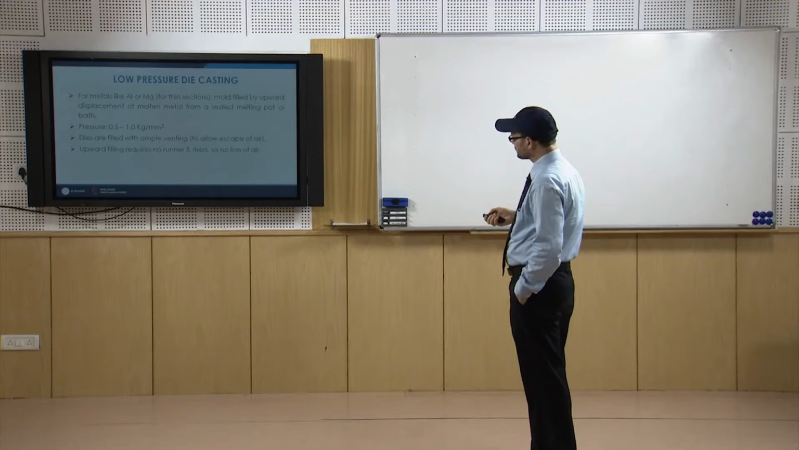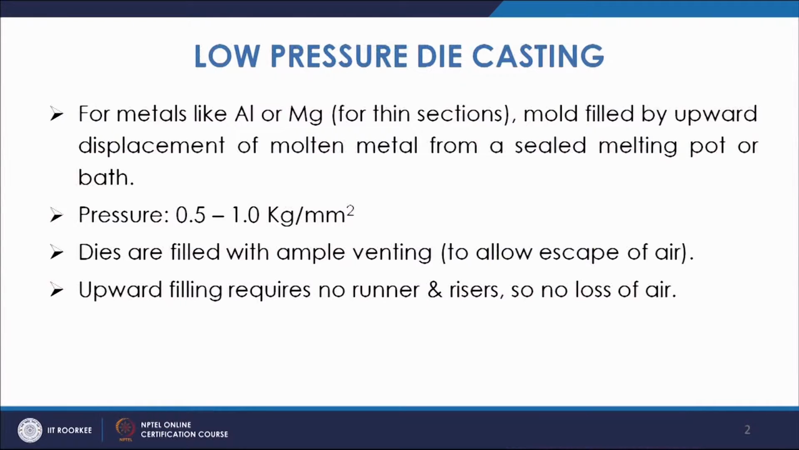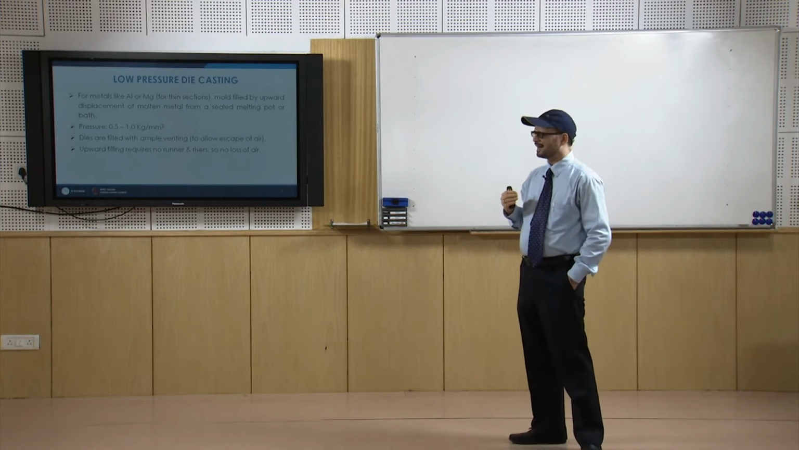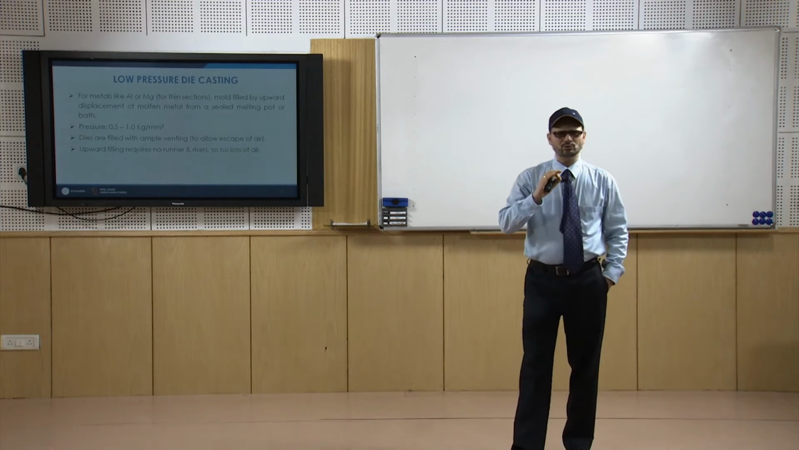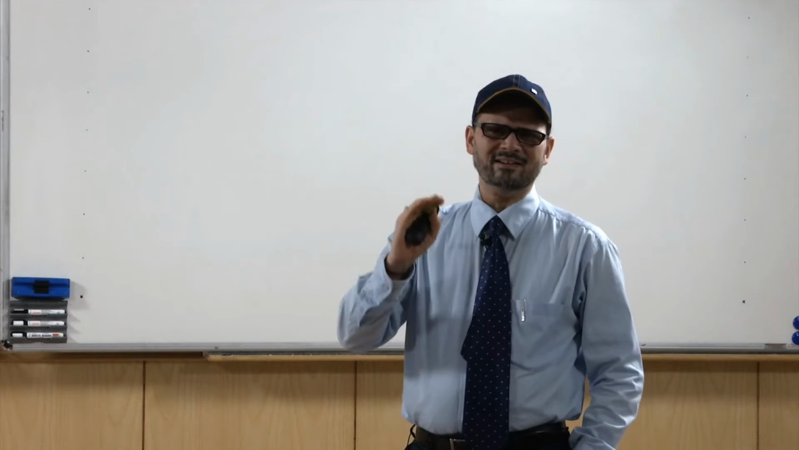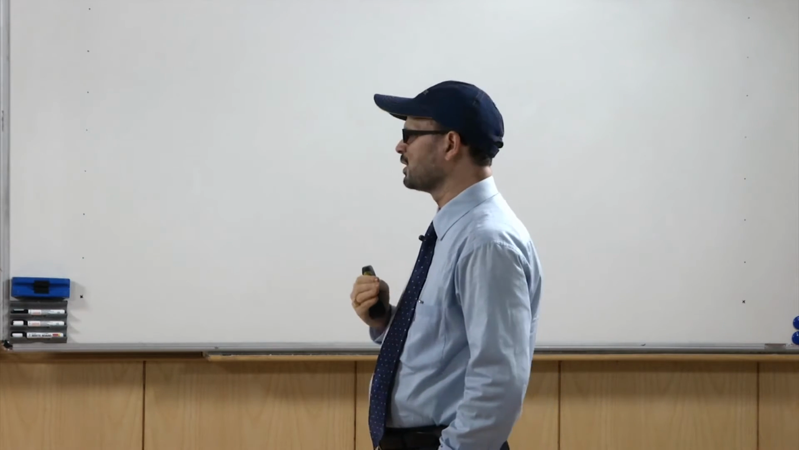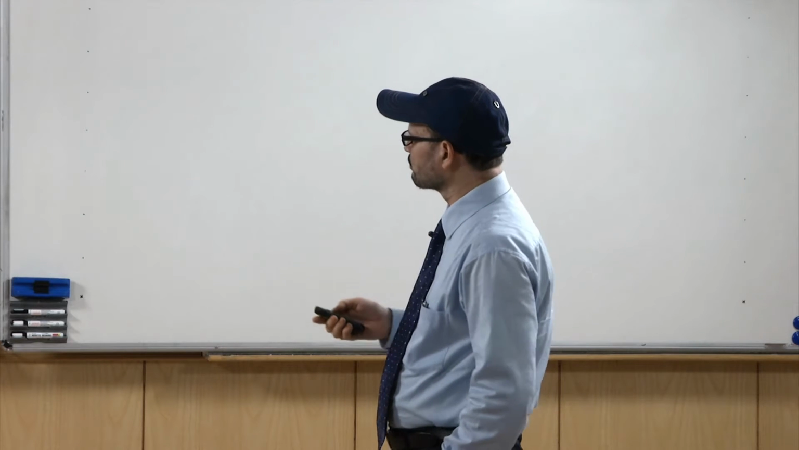In this case the pressure level is 0.5 to 1 kg per mm square. So, it will be something close to 50 to 100 kg per centimeter square. Dies are fitted with ample venting, so that escaping of air is allowed. Any air that comes into the die, or if the die already has certain air, it should be able to go out.